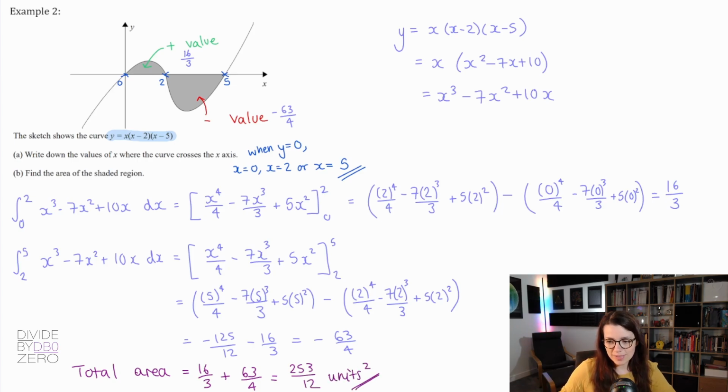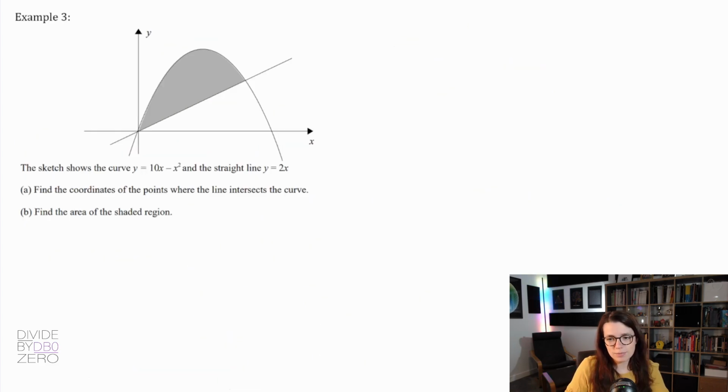Just to clarify, we take the positive version of the negative value that we got there because areas as a concept are always positive. Last example, the sketch shows the curve y equals 10x minus x squared and the straight line y equals 2x. Part A, find the coordinates of the points where the line intersects the curve.